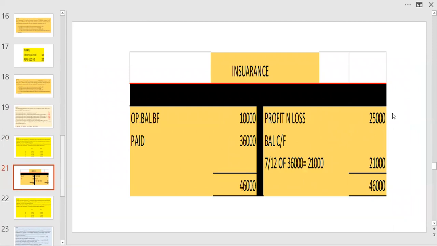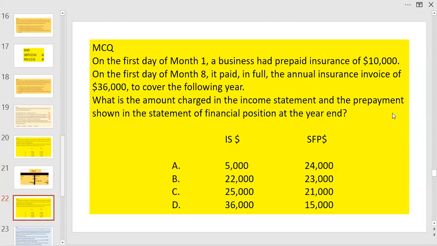The answer is C. Further, look carefully. There is a prepayment of 10,000 and payment during the current year is 36,000. Therefore, it is 46,000. None of the other options are reconciling to this figure. Therefore, it should be clear the answer is C.